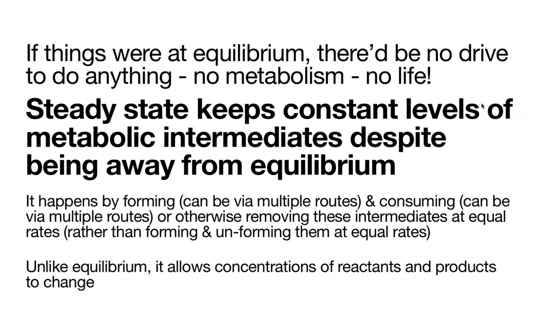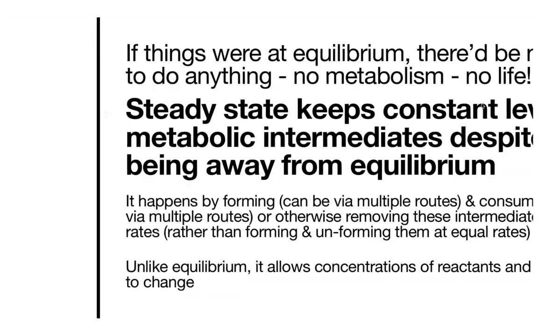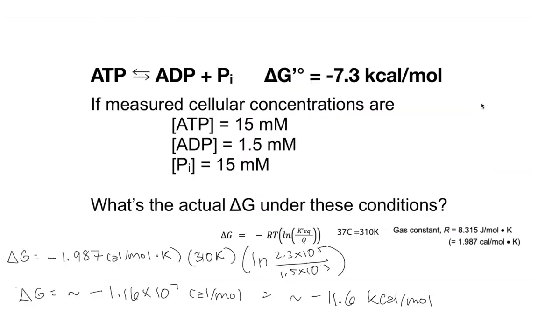And so if we want to take this reaction in reverse, we want to take ADP and add a phosphate group to get ATP. Well, that's going to be really, really hard. How hard is it going to actually be? Well, under these conditions, it would be 11.6 kilocalories per mole positive. You'd have to put in that much energy in order to make ATP.